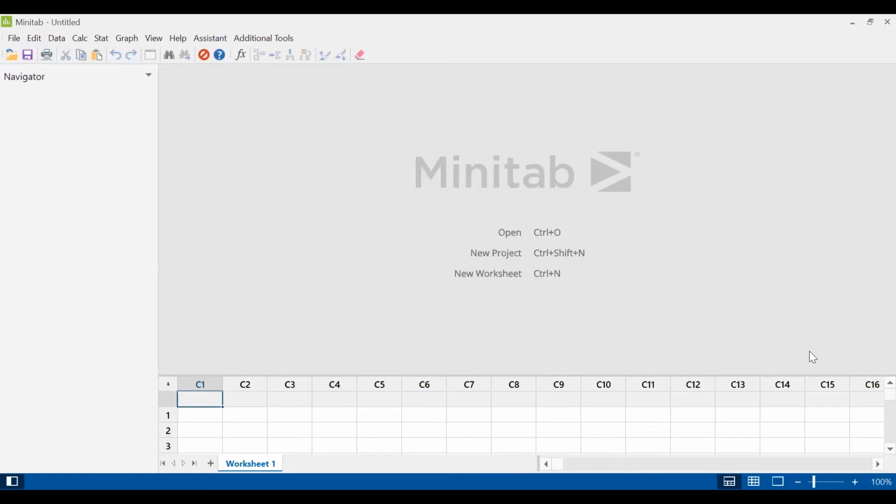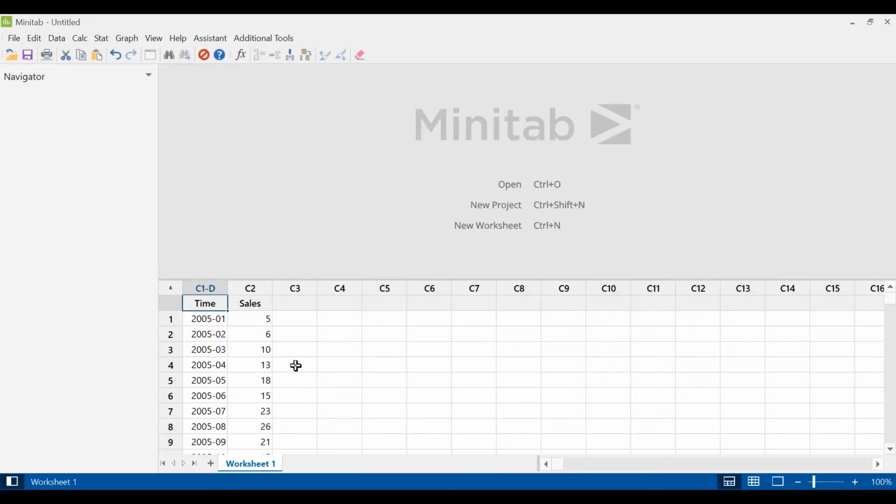So I open my Minitab, I can do Control-V to paste the data. Let's take a rough look at the data first before we do the plots. So the time is monthly data. We have 2005 and 2006, 2 years of data. And we have the sales, right? We can see the sales increasing gradually.